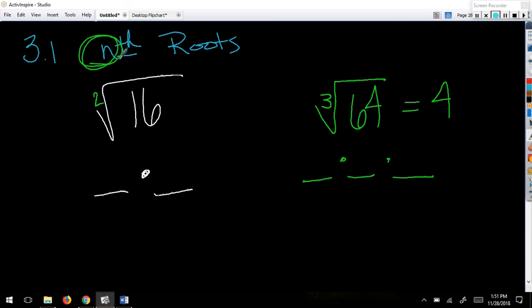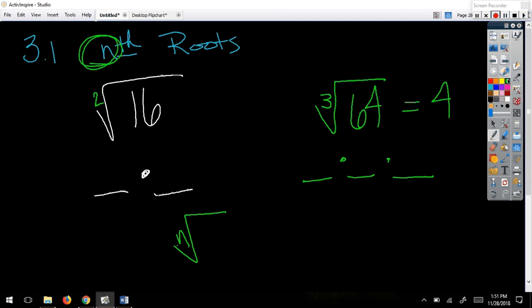The reason we call it nth is because we can plug anything in for n. Okay, we can have any root here. We can say nth root. Yep, it could be anything.